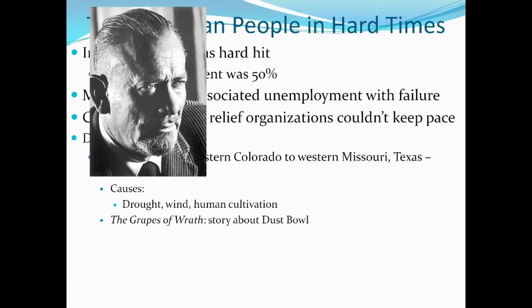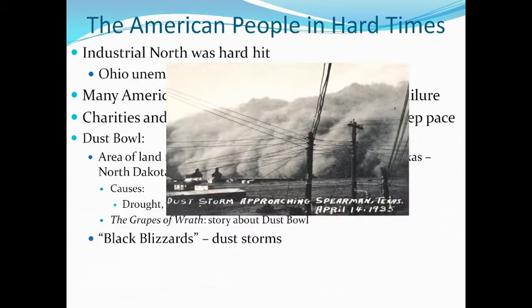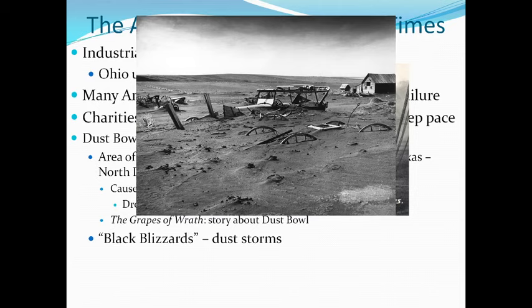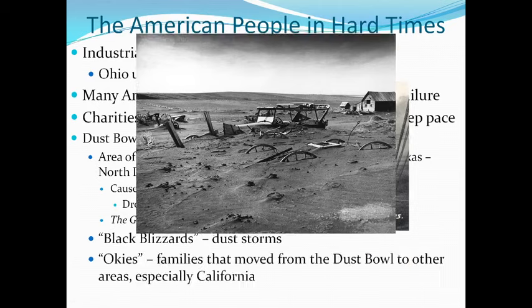Then we have John Steinbeck, who's that man over there, and he wrote The Grapes of Wrath, which quickly became one of the most famous books in America during this time. It was a story about the Dust Bowl and how people were reacting to it. It was a very relatable book for the people at the time, and I read it last year. It was very good. And Black Blizzards was another nickname for these dust storms, and you could just see how devastating they are, how scary and ominous they could be too. You could just see all the destruction that happens.